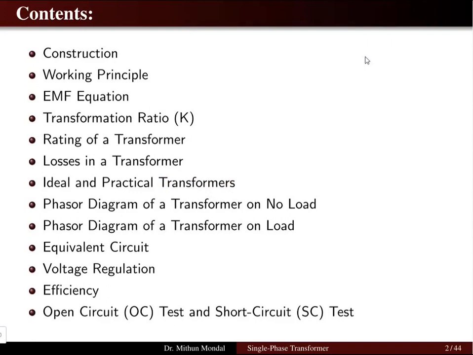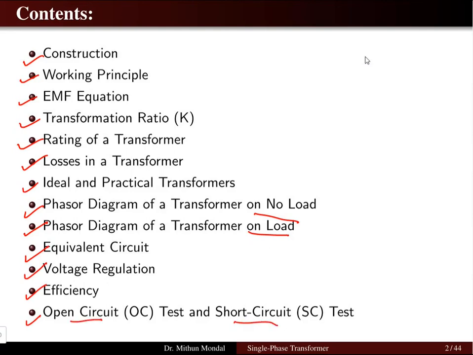The contents that we are going to cover in single phase transformers are basically the construction. We'll discuss the working principle, what is the EMF equation in a transformer, the transformation ratio, why the rating of a transformer is given in kilovolt ampere and not in kilowatt, and what are the different losses associated with a transformer. We will discuss the ideal and the practical transformer, the phasor diagram of a transformer under no load condition and load condition. We will discuss the equivalent circuit, the voltage regulation in a transformer, the efficiency, and the two different tests, which are the open circuit test and short circuit test.